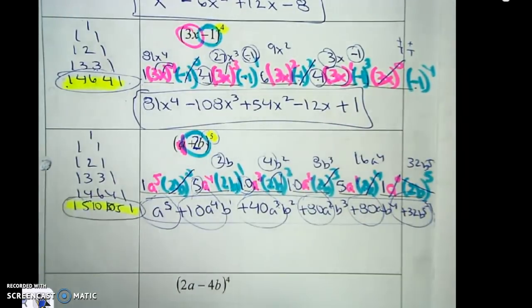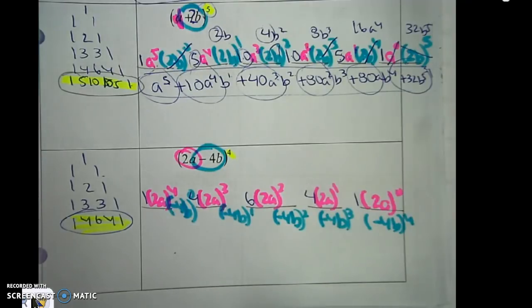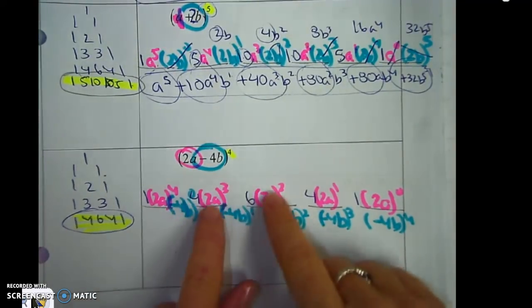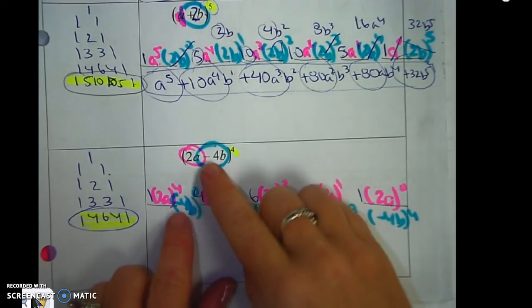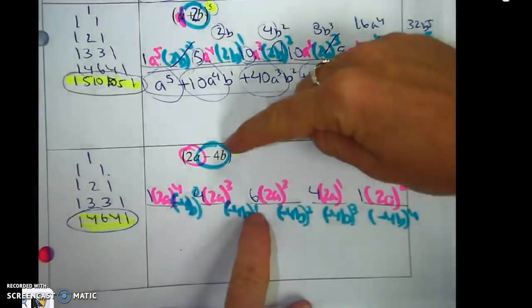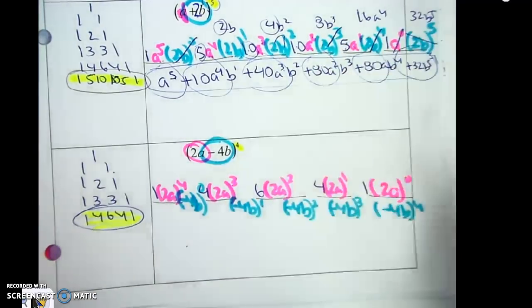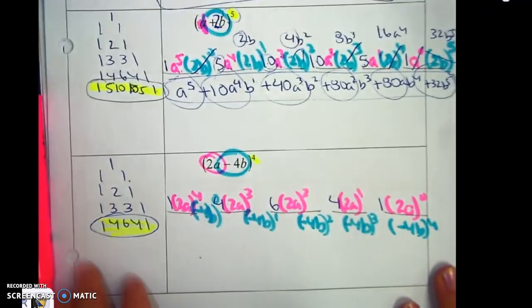All right, so I'm going to pause it. You're going to do this last one, and then you're going to look at my answer. I realized for this one, it got super messy because there was a lot happening. So let's make sure you know: 2a to the fourth, 2a cubed, 2a squared, 2a to the first, 2a to the 0. Then negative 4b to the 0. 1, 2, 3, 4. Since it's complex, I put them all in groups. Okay?